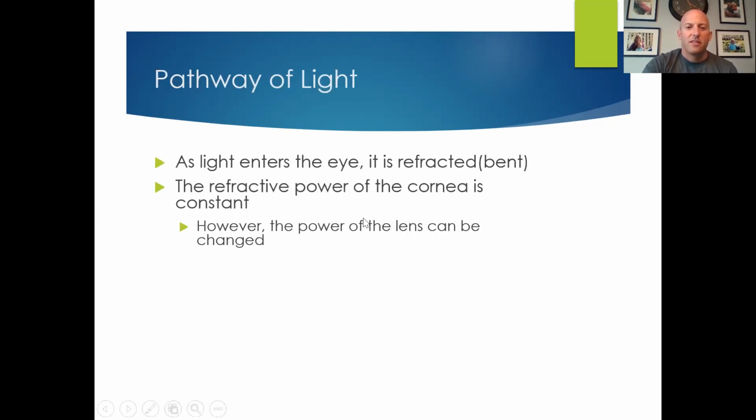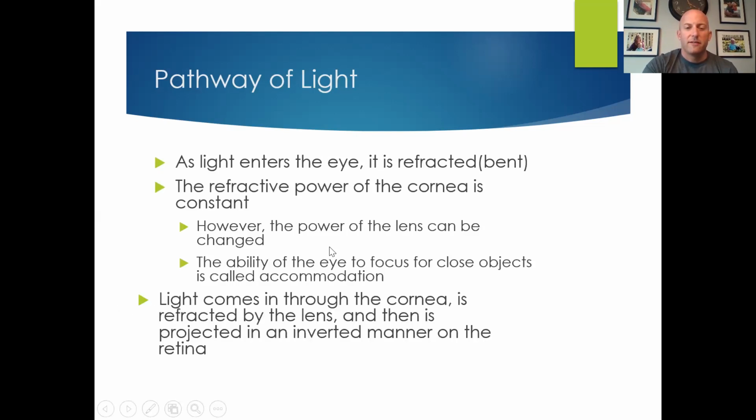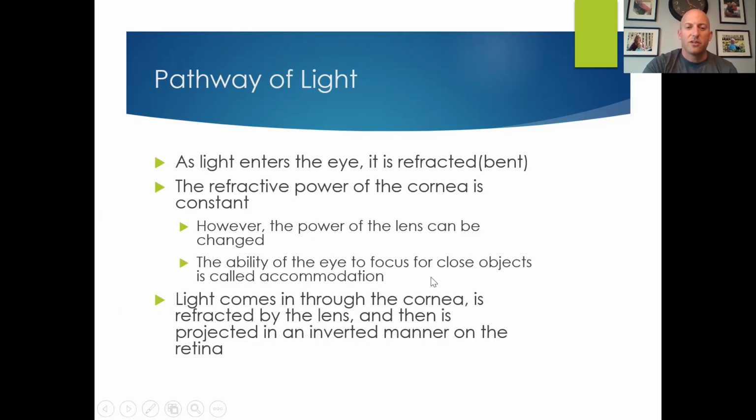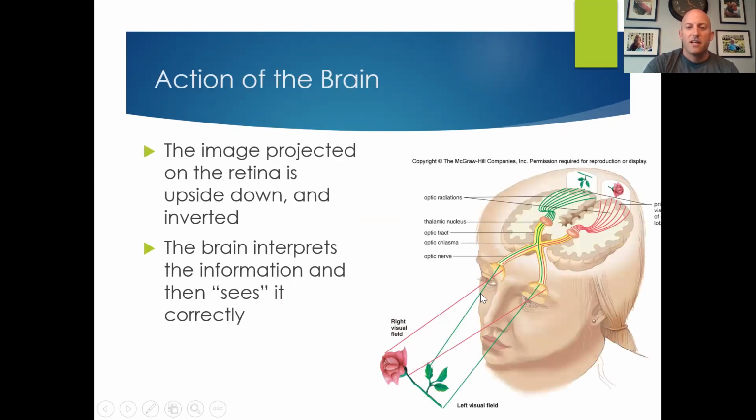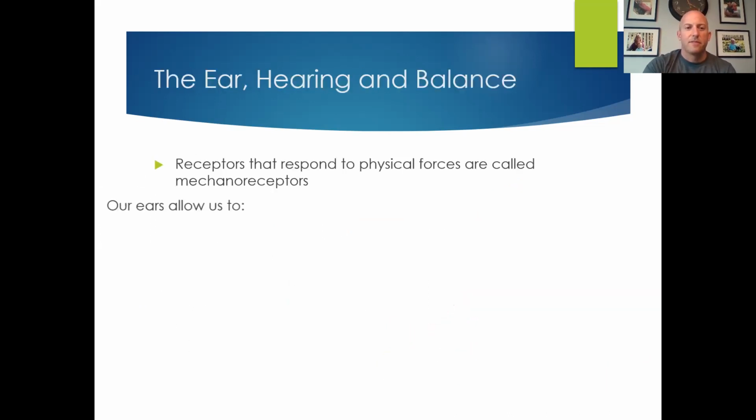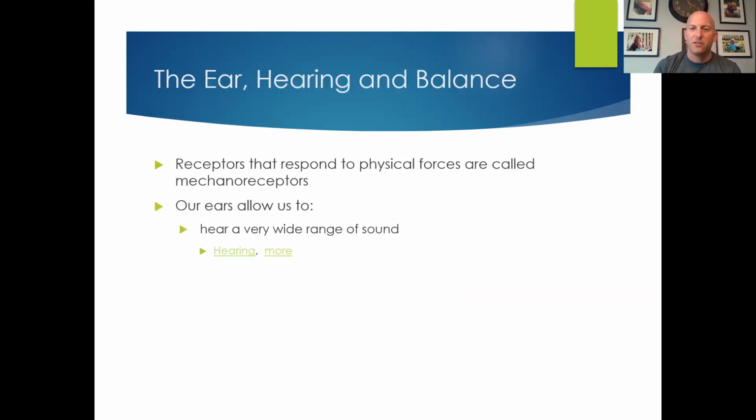Okay, that's just what I explained. Accommodation is to focus on closer objects. And then of course, the brain is what corrects those objects and helps to interpret it so it sees it correctly. All right, moving on to the ear, trying to do this relatively quickly.